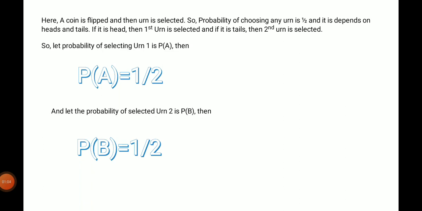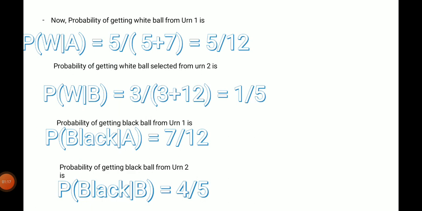So let's suppose Urn 1 is selected, and that event is A, so P(A) = 1/2. Similarly, if Urn 2 is event B, then P(B) = 1/2. Next, we will look for conditional probabilities. In Urn 1 there are 5 white balls and 7 black balls. So the probability that a white ball is chosen from Urn 1 is P(W|A) = 5/(5+7) = 5/12.